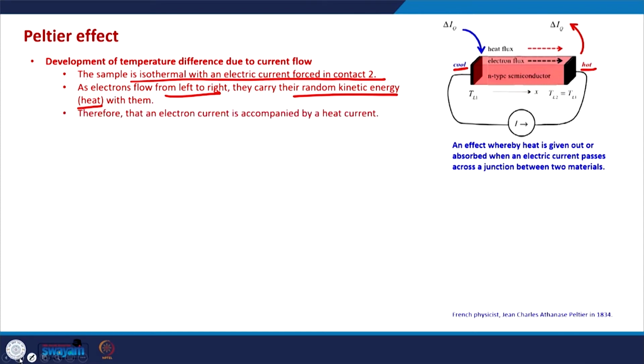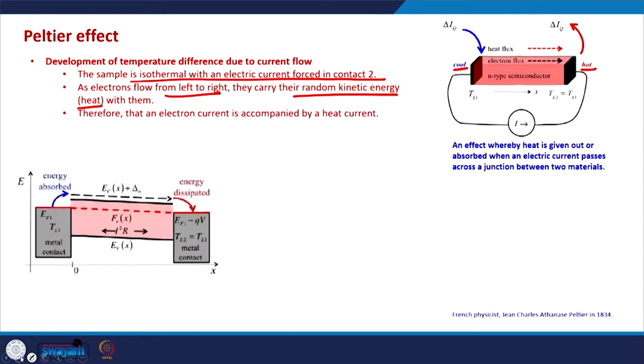So let's also have a more intuitive picture of this generation of temperature difference because of the current flow. We are taking an n-type material, and the left contact Fermi level is EF1, the right contact Fermi level is now EF1 minus QV, because we are forcing a current from contact 2 to contact 1, and most of the time that is done by applying a battery with its positive terminal on the right contact.